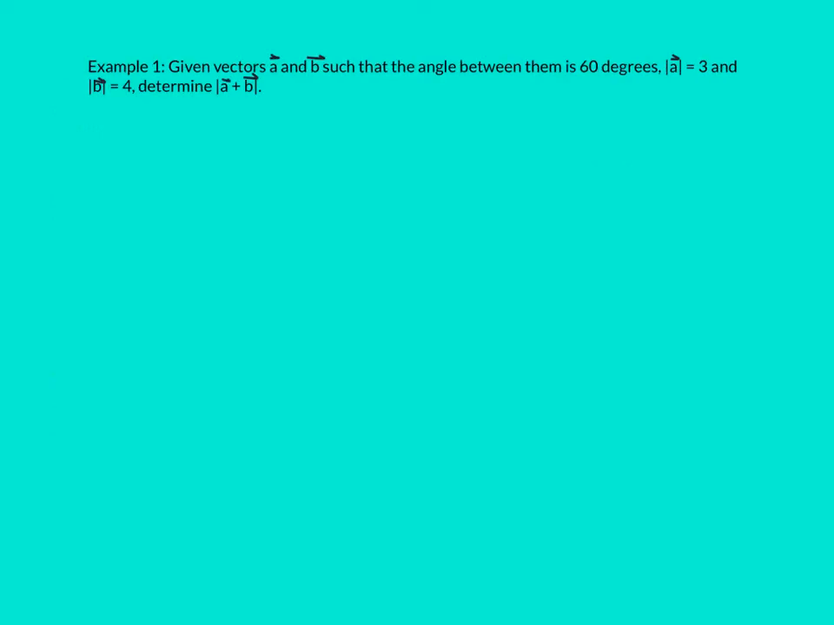Okay, so here we have an example. We're given two vectors, A and B. The angle between them is 60 degrees, and we know the magnitude of A is 3 and the magnitude of B is 4. We have to figure out what the magnitude of A plus B is going to be.